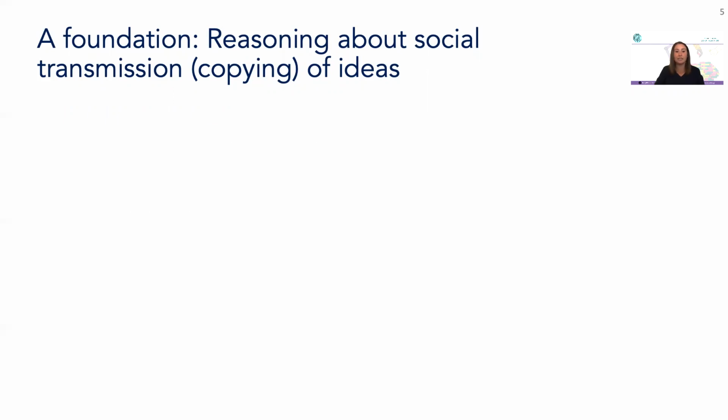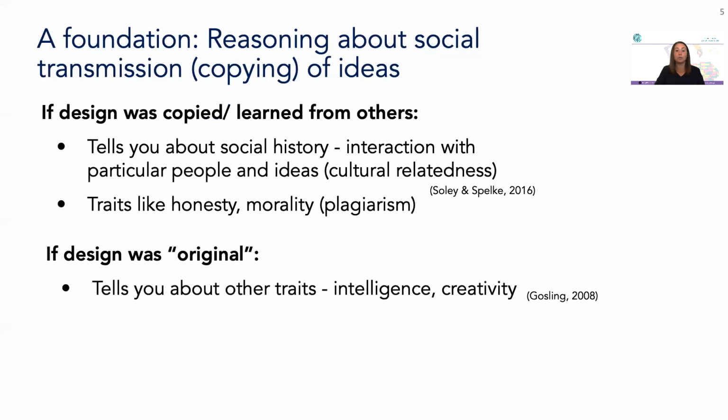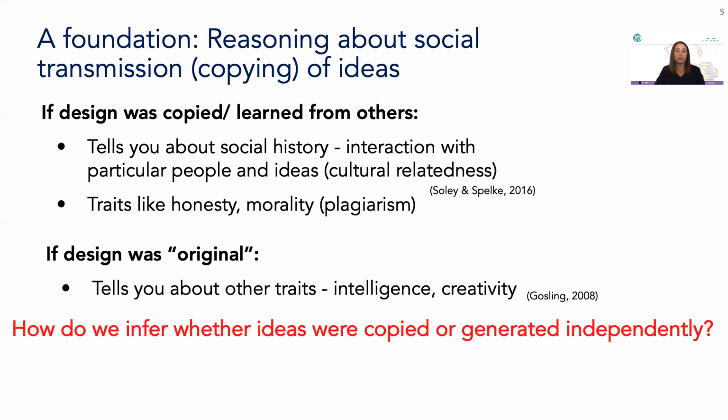For instance, if a design was copied, it can tell you about someone's social history, what people and ideas the person has interacted with. It may even tell you about their honesty and morality, for instance, in the case of plagiarism. In contrast, if the design was original, it doesn't tell you those things, and instead it might tell you about the creator's intelligence or creativity. So how do we infer whether ideas were copied or generated independently?